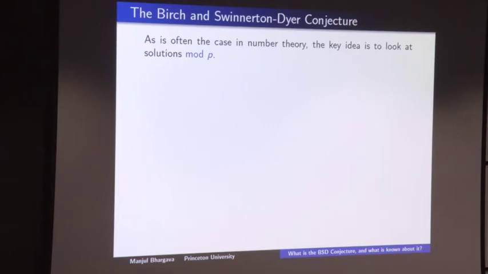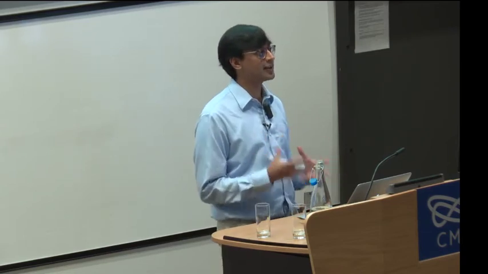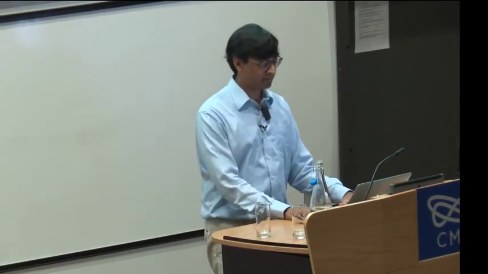But Birch and Swinnerton-Dyer thought, well, still looking at the equation mod p and gathering information should still tell us. There should be a way to still use that to decide whether there are solutions. And that's really their ingenious idea. Even though the Hasse-Minkowski theorem doesn't hold for cubic equations, still, mod p information, they thought, should give us enough information to tell us whether there are solutions.